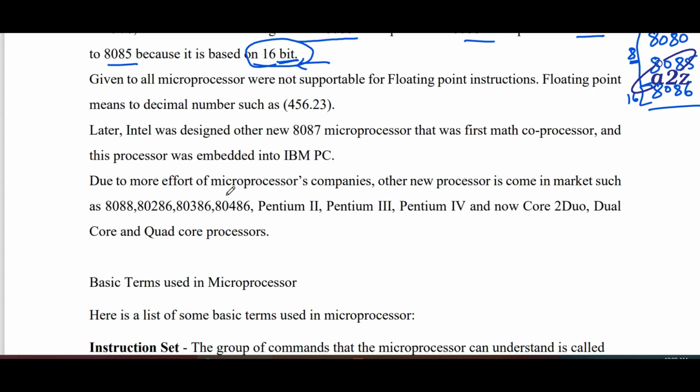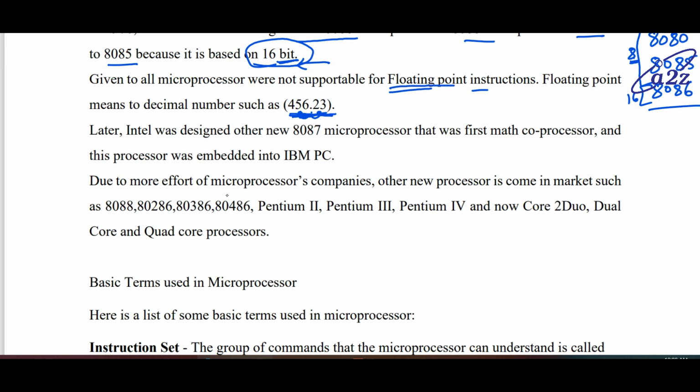The microprocessors were not supportable for floating point instructions. Floating point means numbers in which you have a decimal, like 456.23. This is a floating point instruction. In this, the decimal can be moved here or there. Okay, you all have already studied about floating point instructions.